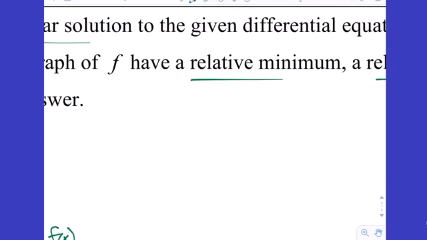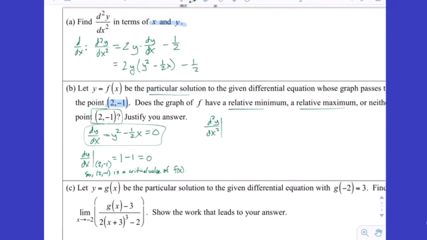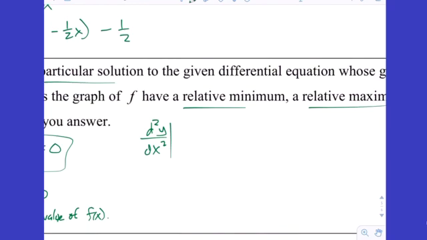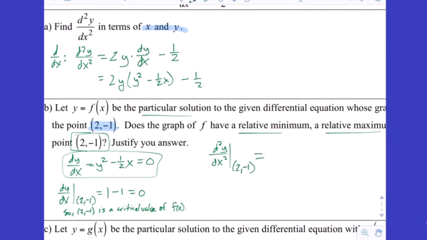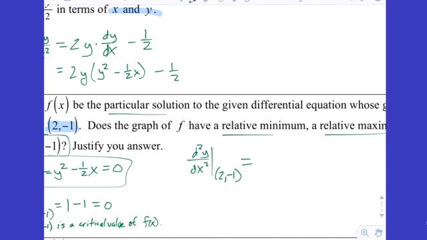So now we'll have to say the second derivative of y with respect to x, evaluated at the same point, (2, -1). And we'll plug that into the second derivative that we got above here. And again, we don't need to distribute. We can just kind of plug it in. So I get 2 times -1, which is -2, times y squared, which is -1 squared, which is 1, minus 2 times a half is 1, and then minus a half.